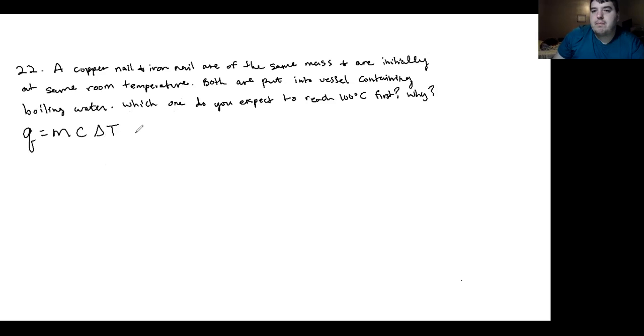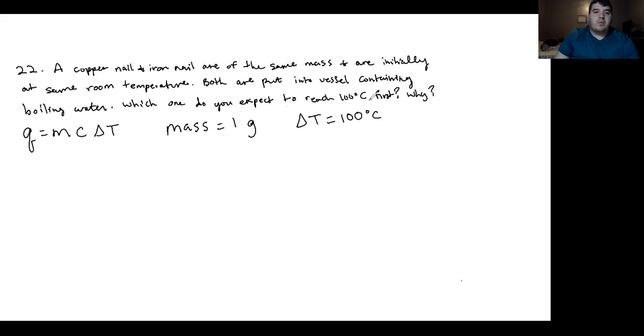We're not given an actual mass, we just know that they're the same. So let me just assume that their masses equal 1 gram. And it says the same room temperature, but I'm going to let delta T, in this case, equal 100 degrees Celsius, since it's a nice even number.